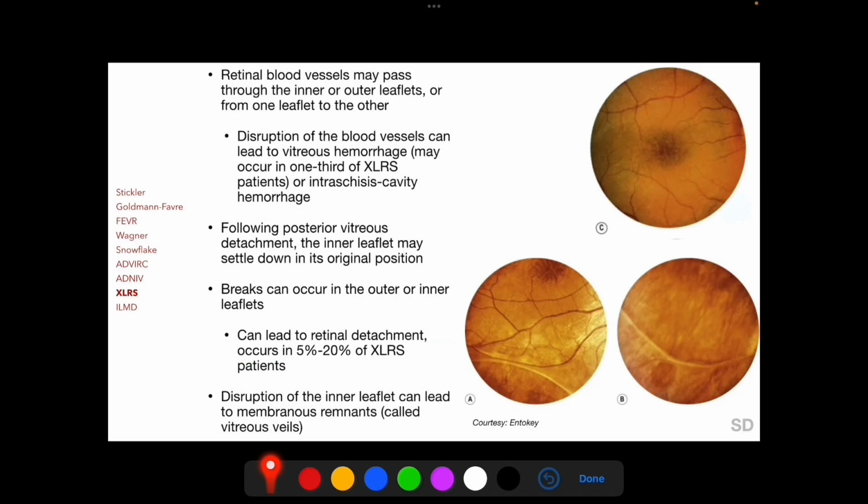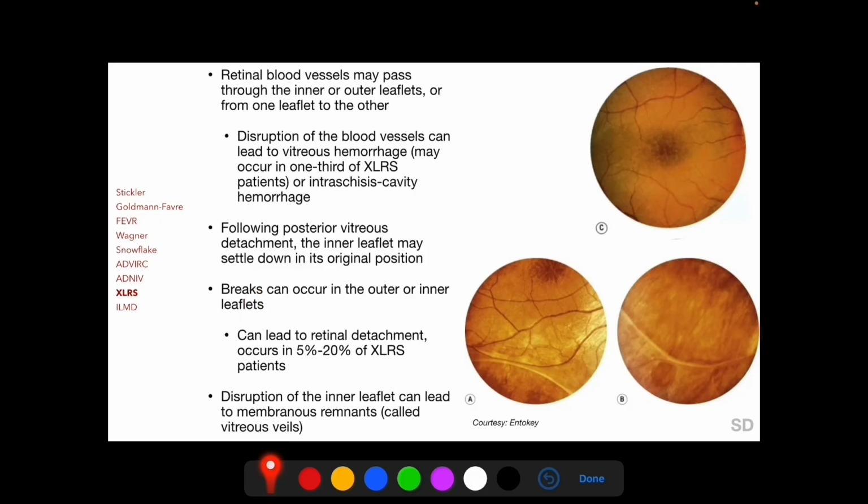Retinal blood vessels may pass through the inner or outer leaflets of the retinoschisis or from one leaflet to the other, and disruption of these blood vessels can lead to vitreous hemorrhage or hemorrhage within the schisis cavity. Following posterior vitreous detachment, the inner leaflet may settle down in its original position but does not regain its neural connections with the outer leaflet.